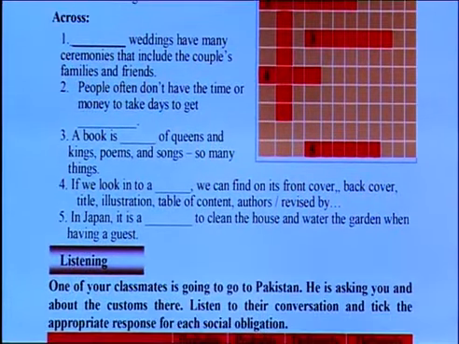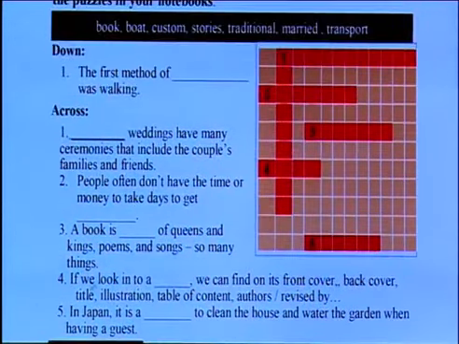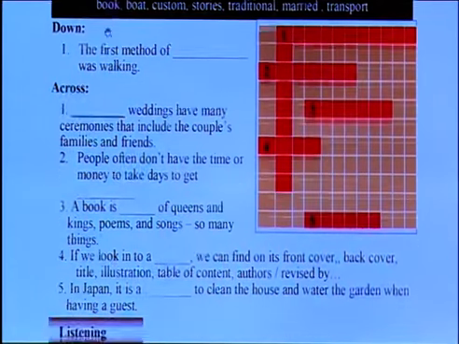Number 4. If we look into it, we can find on its front cover, back cover, title, illustration, table of content, authors, revised by. What should I put here? Great. Book. I have to write down book here.